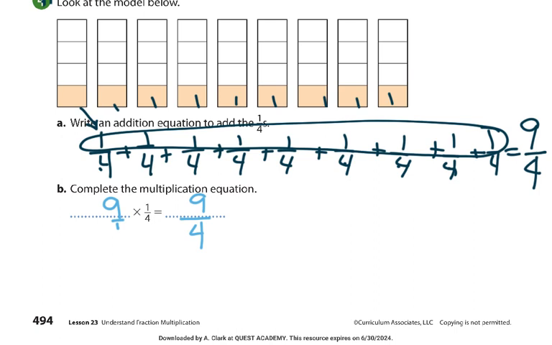Okay? All right, now it's making it real easy for you because it's keeping the denominator of the whole number a 1. So 1 times whatever is always that number, but it's going to get harder.